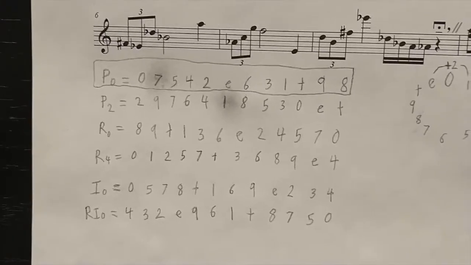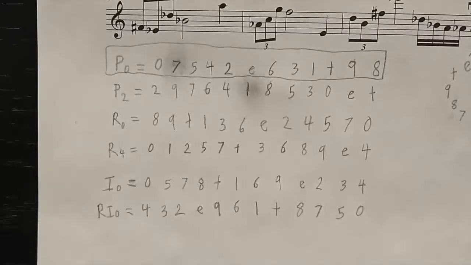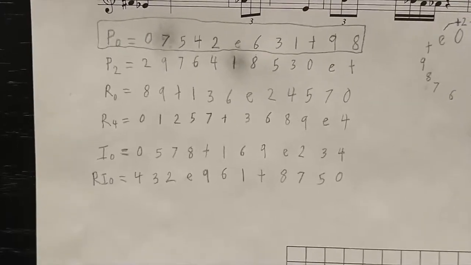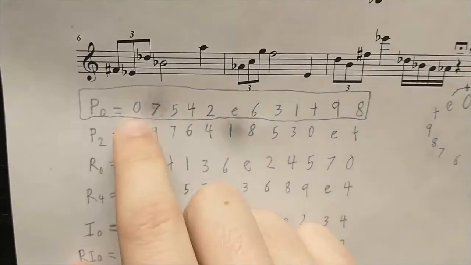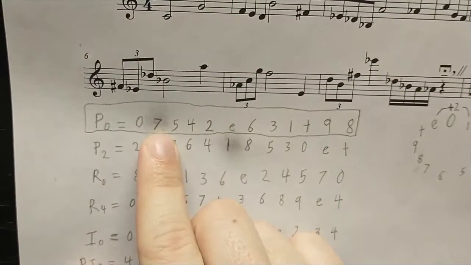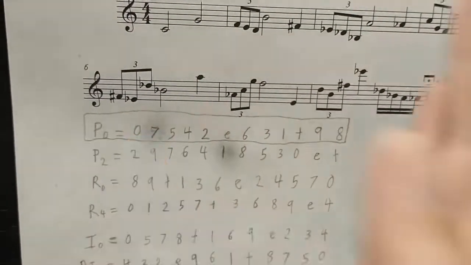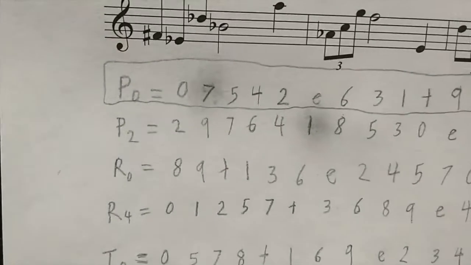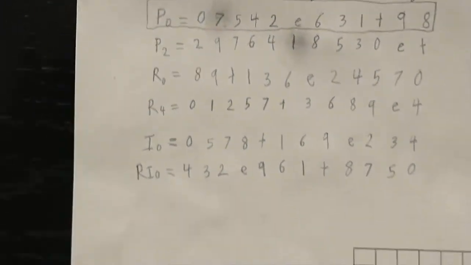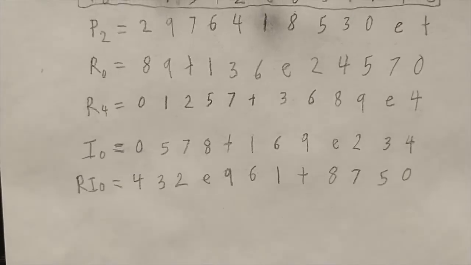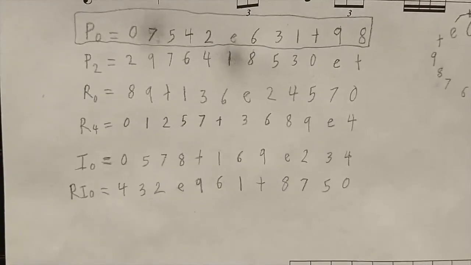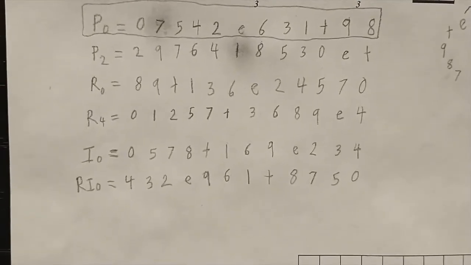Then there's something called an inversion. An inversion in serialism is where you go the opposite direction on the clock face. So instead of starting by going from 0 to 7, we're going to count from 0 minus 7. So instead of going 0, 7, it's going to go 0, 5. And as you can probably guess, we can transpose I0 to I1 or 2 or 3 or 4. There are 12 different transpositions of the inverted form as well.